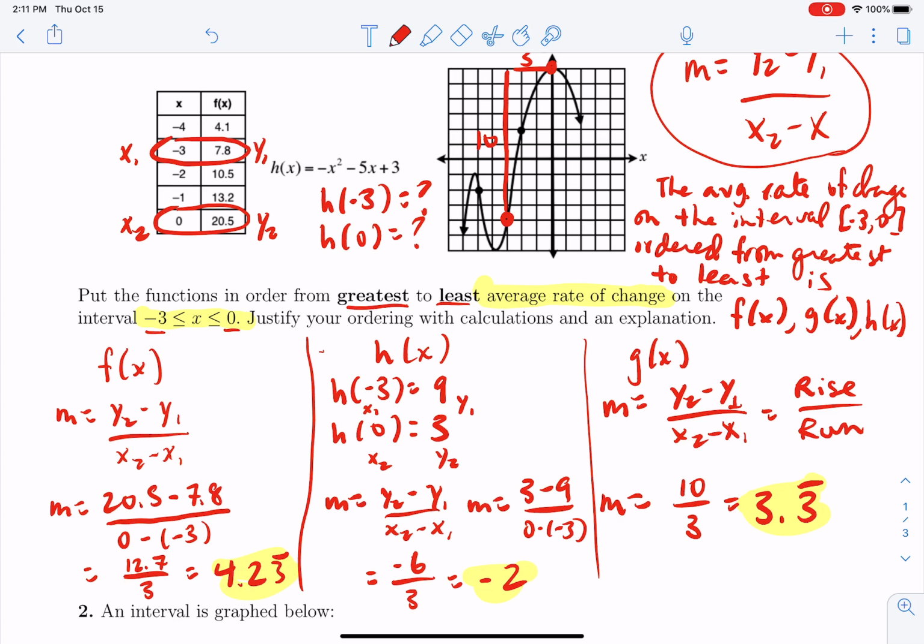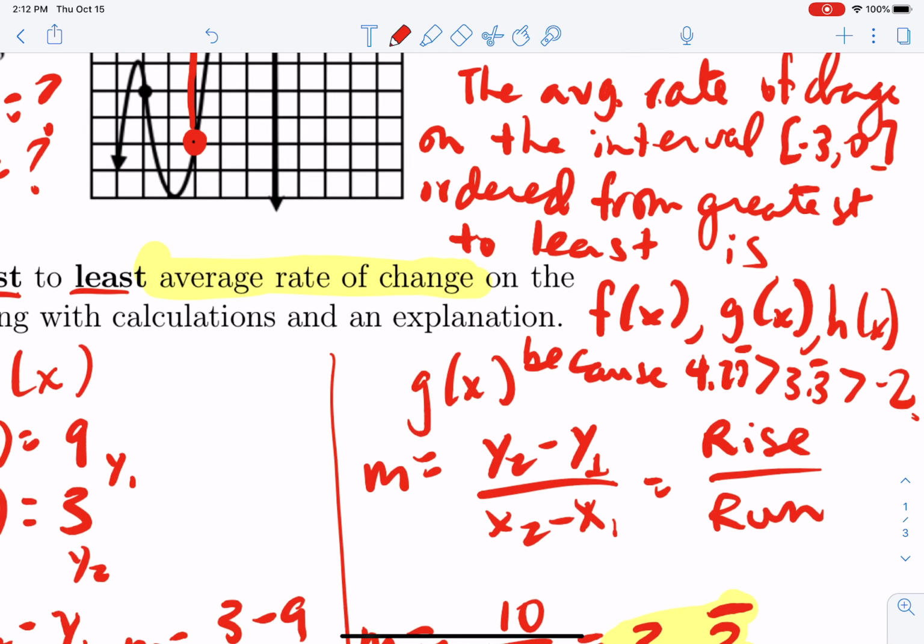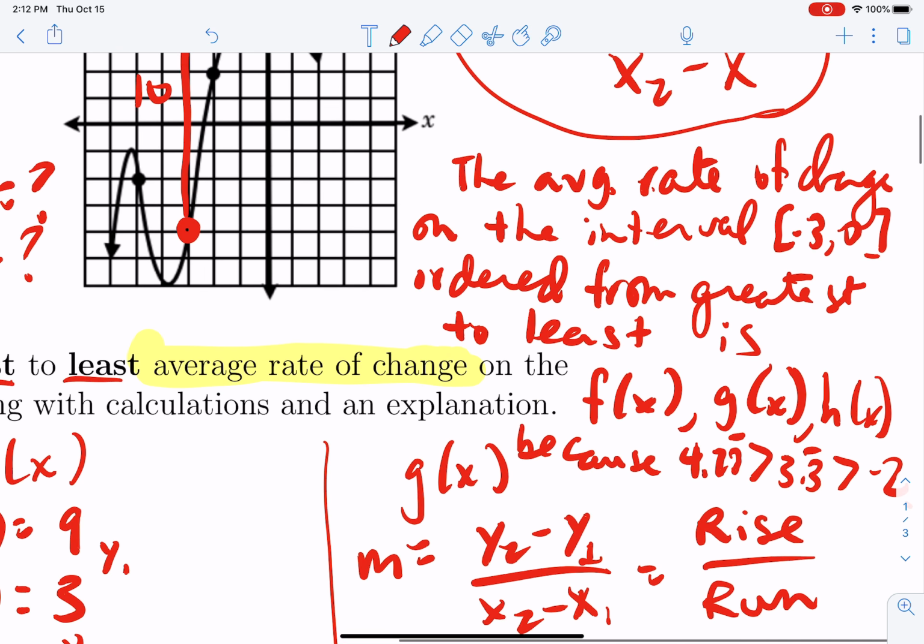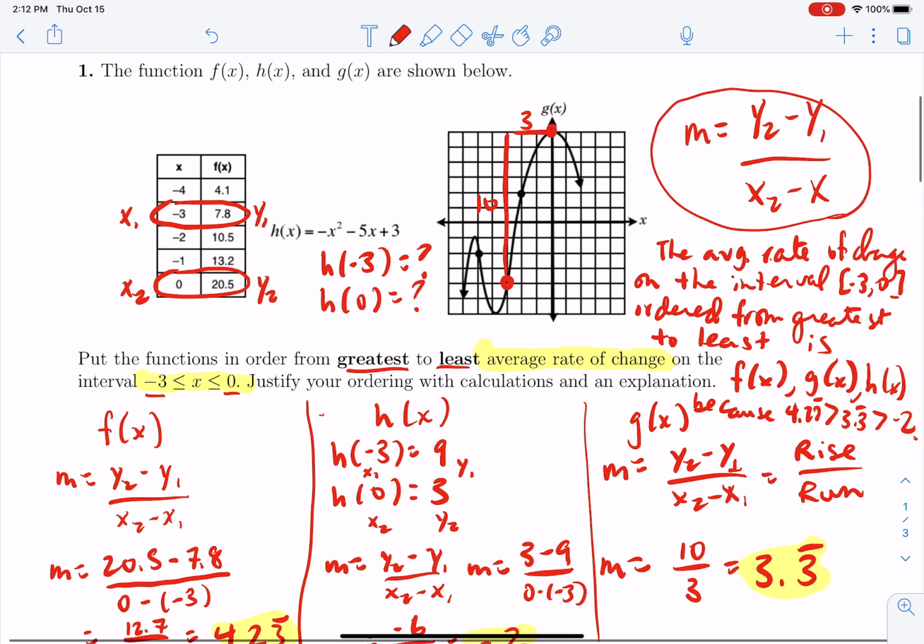And if you wanted to add an explanation sentence, we could say because 4.23 is greater than 3.3, which is greater than -2. So there's our explanation. If you need to zoom in, I guess we could zoom in on that. That got a little messy. All right, that's the do now.